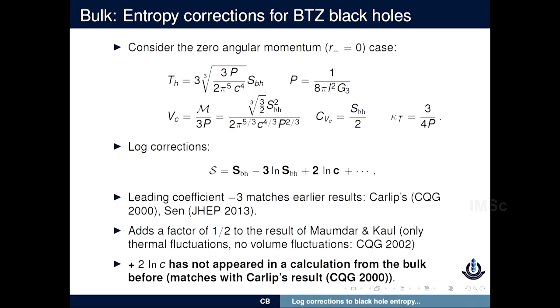Now we also get an additional 2 log C piece. C is the central charge, and this 2 log C, at least in a bulk calculation, has not appeared before to our knowledge. Carlip in his paper already had this result with a 2 log C. Okay, this result was already there in Carlip's paper, but now it comes out from a bulk calculation.